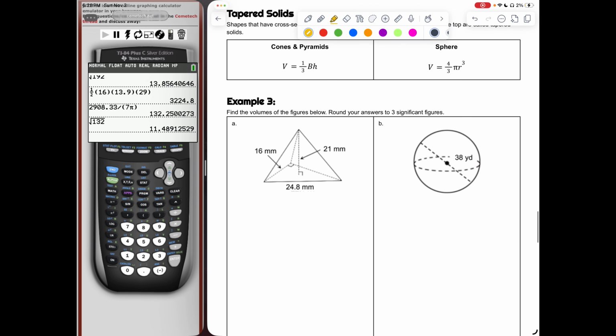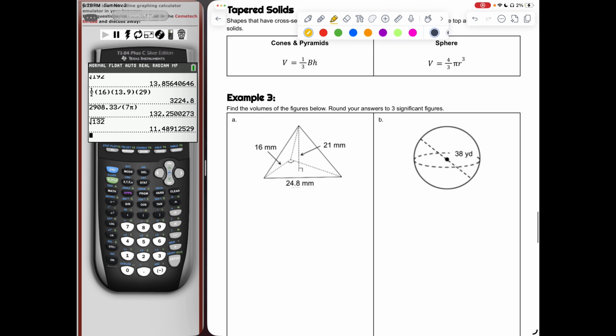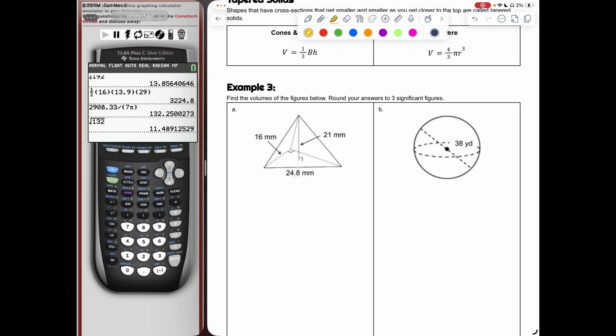So let's look at example 3. It says find the volumes of the figures below, round your answers to 3 significant figures. If we look at this triangular pyramid here, we should see that our base is this part at the bottom. This is our base. So that's what we need to find the area of.